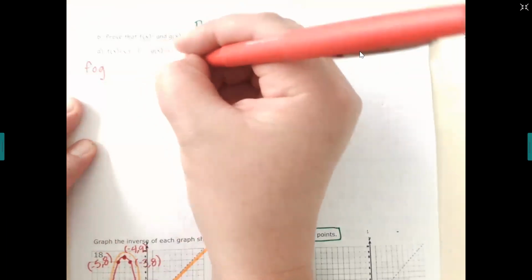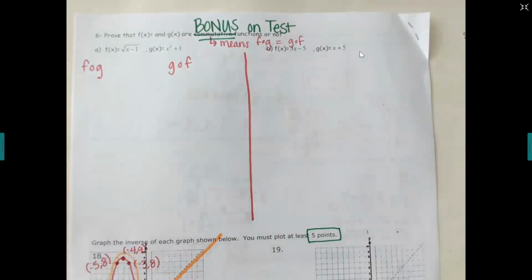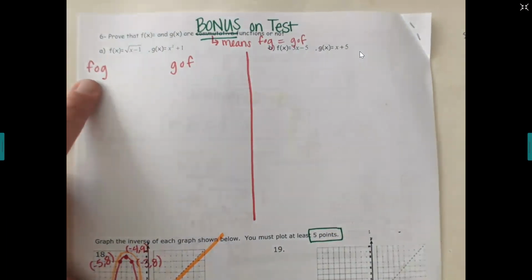And then we're going to do g composition f. And then at the end, we're going to see if they come out to be identical. If they're identical, it's commutative, but if they come out different, they're not commutative. Okay, so let's start with f composition g.